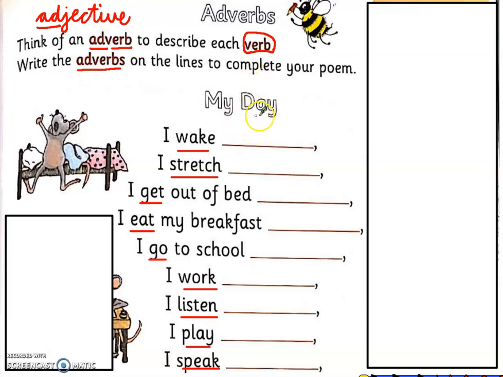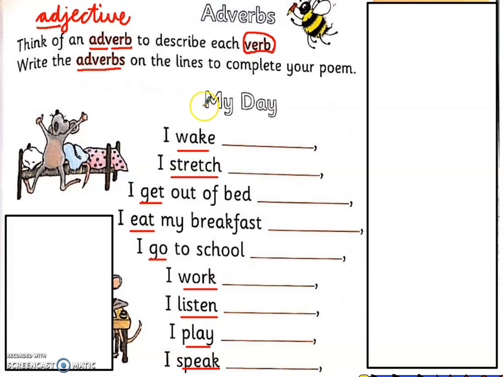So in this little poem that we're going to write together, well, you guys are going to write your own ones, but I'm going to give you lots of suggestions to help you, but each of your poems will be different. You're going to be writing in adverbs, words to describe these verbs: to wake, to stretch, to get out of bed, to eat, to go, to work, to listen, to play, to speak, and so on.